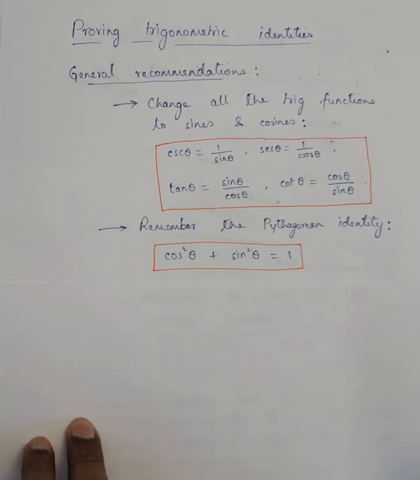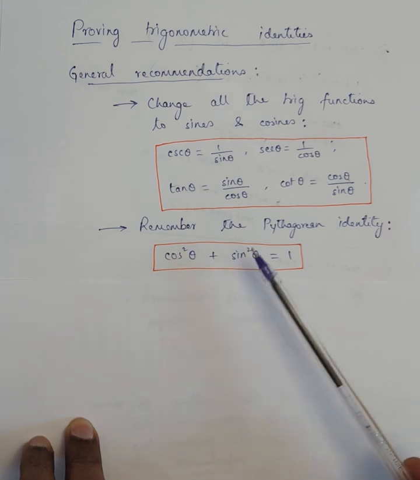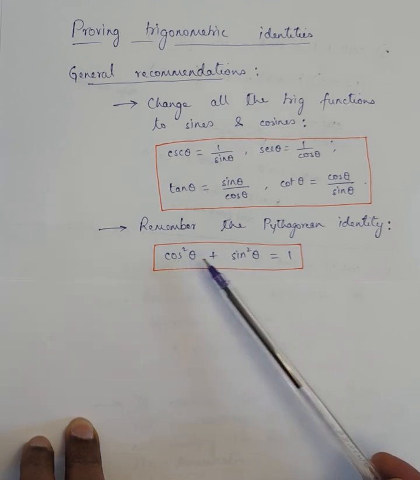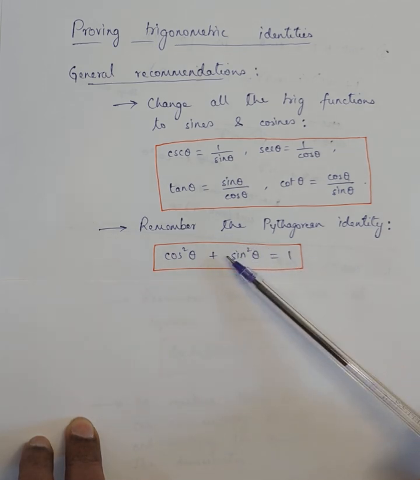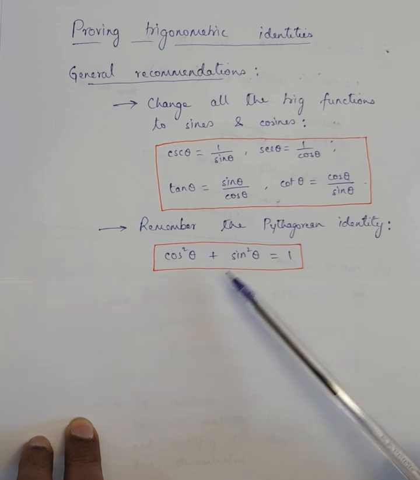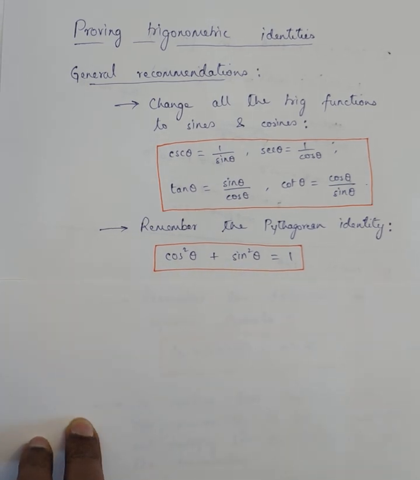Now, the second recommendation is be sure to remember this Pythagorean identity. Since we are converting everything to sines and cosines, you also want to know that sine and cosine are related by this equation: cosine square theta plus sine square theta equals 1. If you remember the other two Pythagorean identities, that's going to be great. The other two are 1 plus tan square equals secant square and 1 plus cot square equals cosecant square. But even if you don't remember those two, at least know this one.